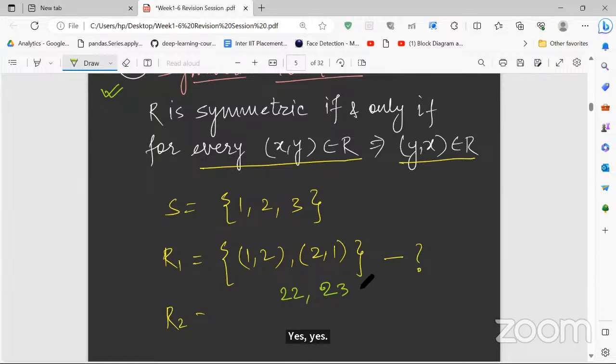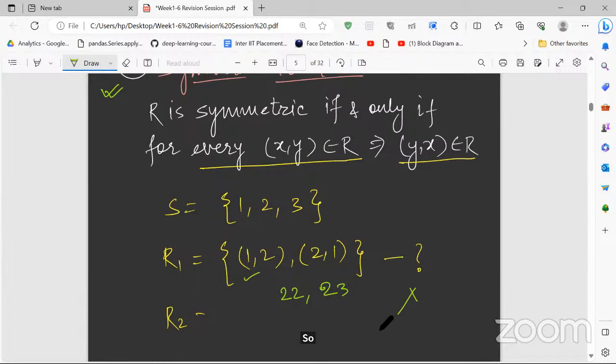Not symmetric, because it should be, what did I say? For every xy, 1, 2 and 2, 1 is present. 2, 1 and 1, 2 is present. For 2, 2, 2, 2 is present. For 2, 3, where is the 3, 2? 3, 2 should be there. Then only it can be symmetric. If not there, it's not symmetric. Okay?